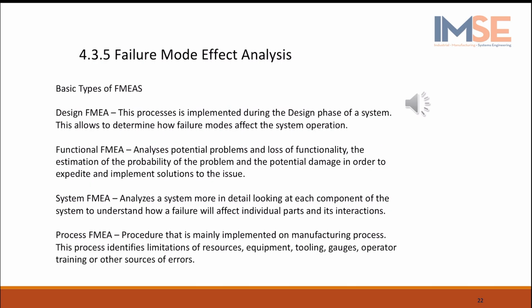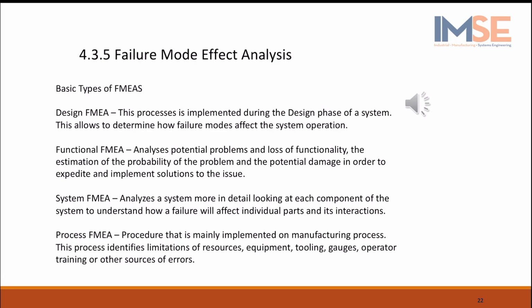The basic types of FMEAs mentioned in Chapter 4 are design FMEA. This process is implemented during the design phase of a system, so this allows us to determine how failure modes affect the system operation. Functional FMEA analyzes potential problems and loss of functionality, the estimation of the probability of the problem, and the potential damage, to expedite and implement solutions to the issue.